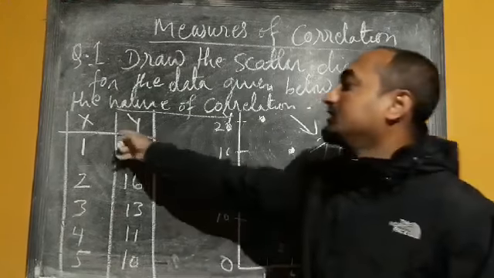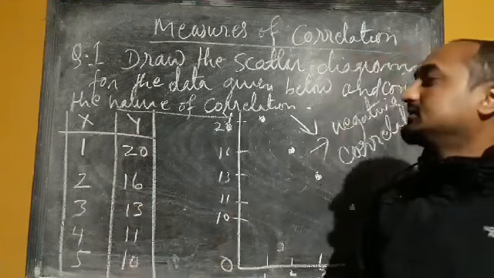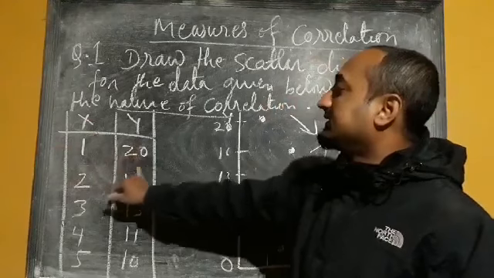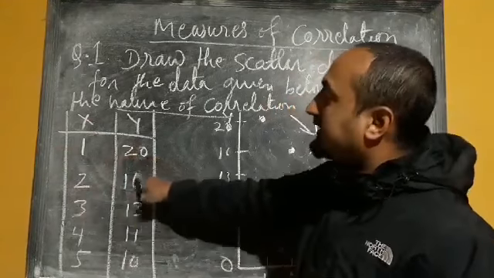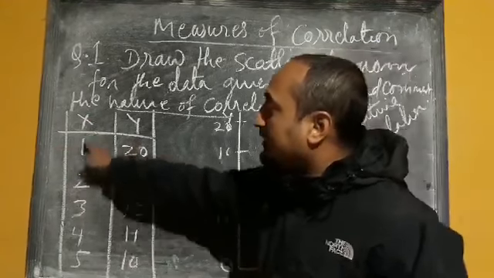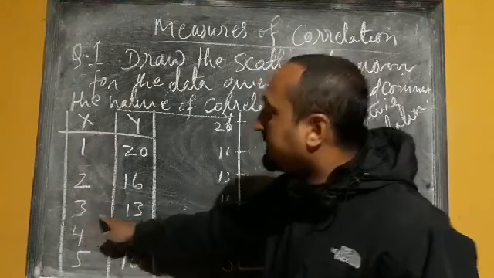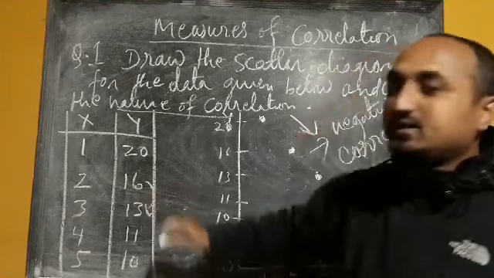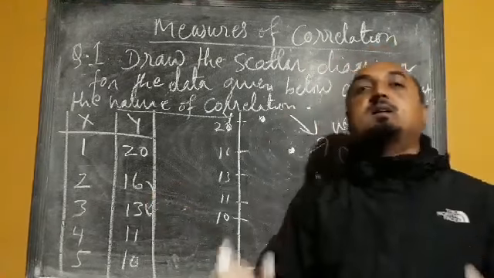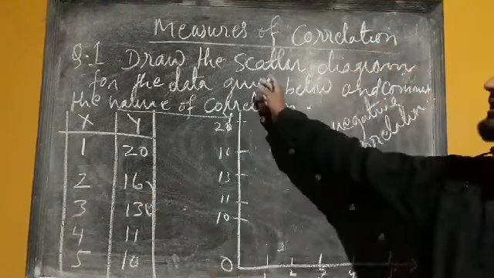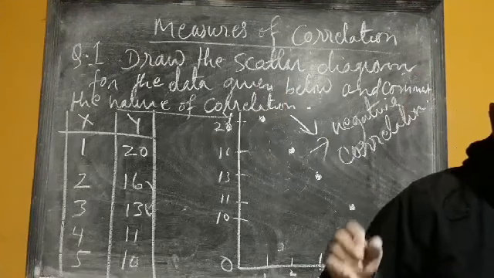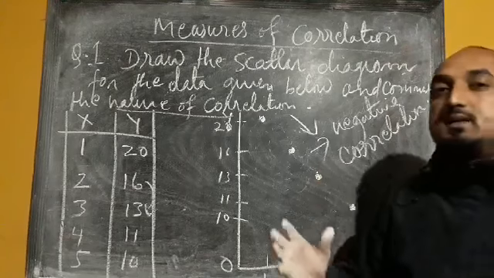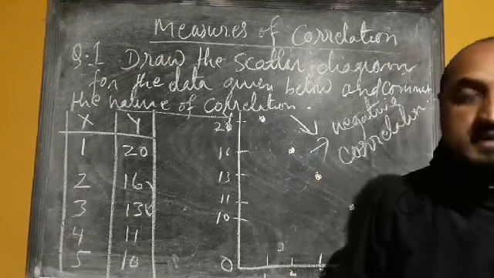So from these points also we can say whether there is a positive correlation or negative. When the value of x is increasing, we can see that the value of y is decreasing from 20 to 16. When the value of x is increasing from 2 to 3, again the value of y is decreasing from 16 to 13. So we can easily make sense that there is a negative correlation in the given question. I will do one more question to make your concept clear from this exercise.